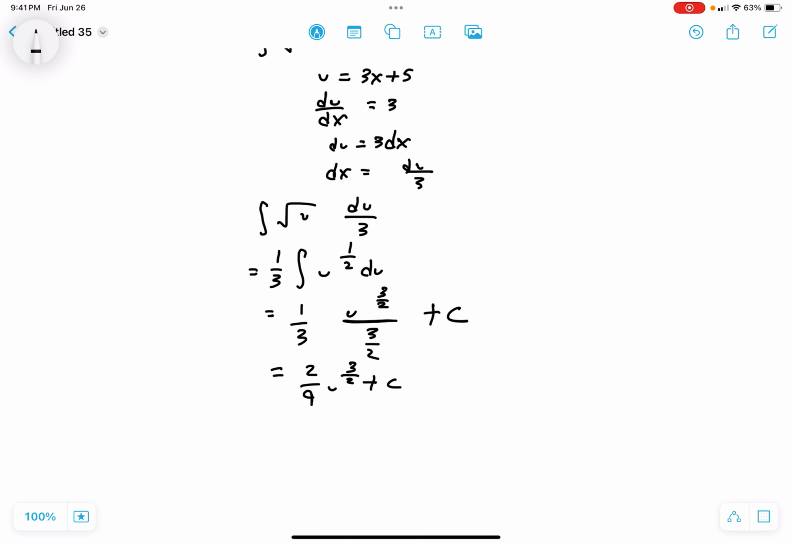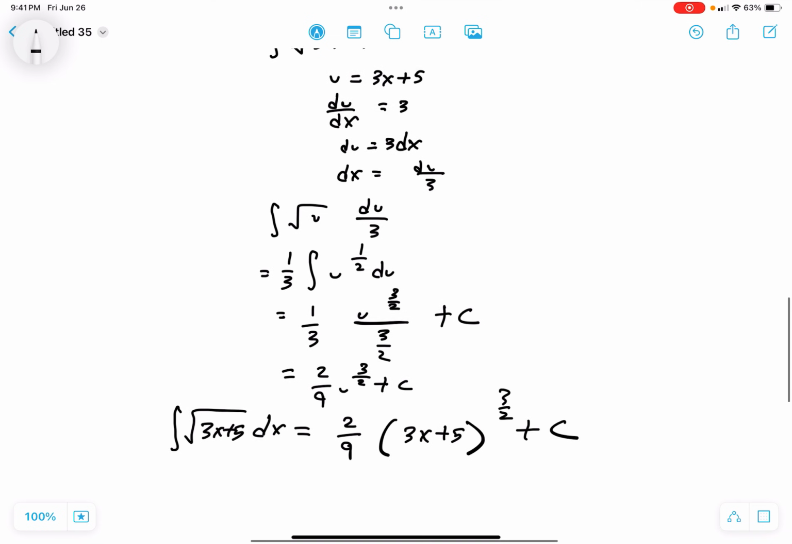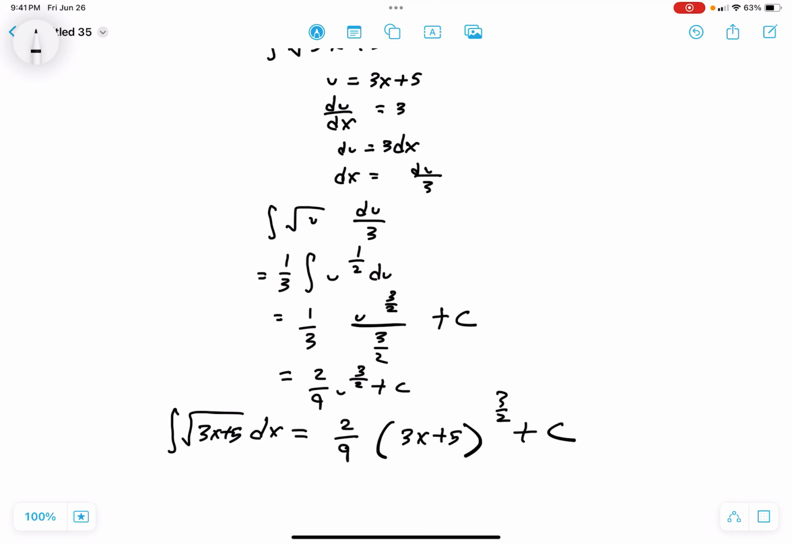And now I have to sub back in my u, so this equals 2/9 times 3x plus 5 raised to the 3/2 plus c. And I can write my final statement that the integral of the square root of 3x plus 5 dx equals 2/9 times 3x plus 5 to the 3/2. And once again, we're using U-substitution because there's no convenient common integral that I know to solve this. And in essence, it can't be solved unless you use U-substitution.